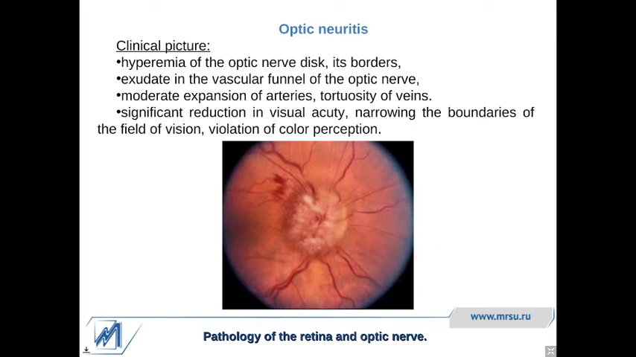Clinical picture of optic neuritis. It is a hyperemia of the optic nerve disc. Its borders are swollen, with exudate in the vascular funnel of the optic nerve. Moderate expansion of arteries, tortuosity of veins. Significant reduction of the visual acuity, narrowing the boundaries of the field of vision, violation of color perception. So, the main functions of the eye, visual acuity, visual field, color perception, light perception, are changed due to this inflammatory process.